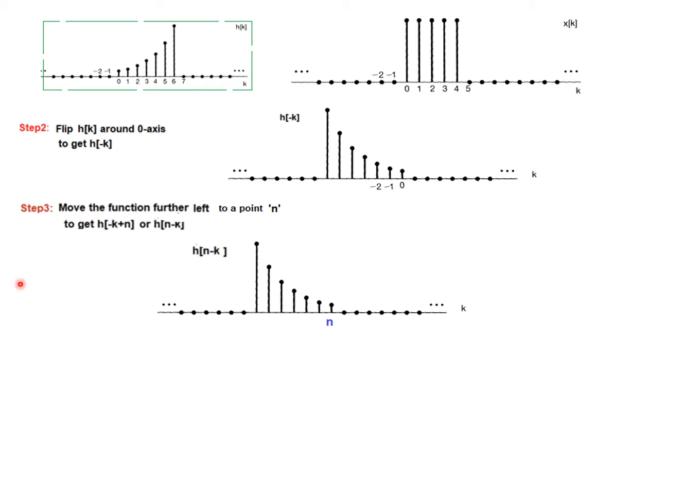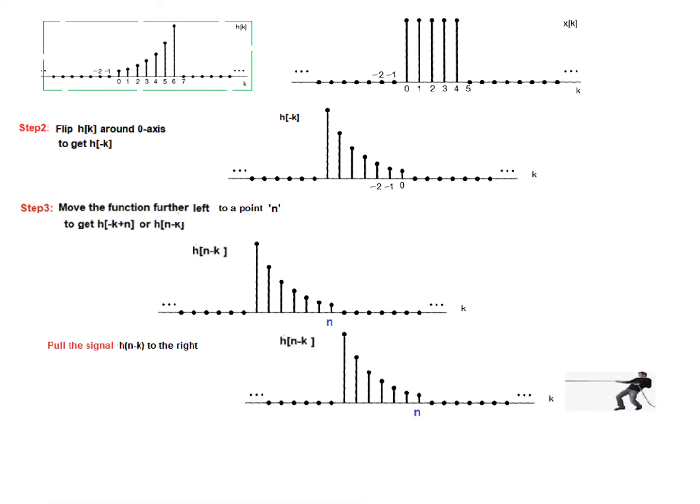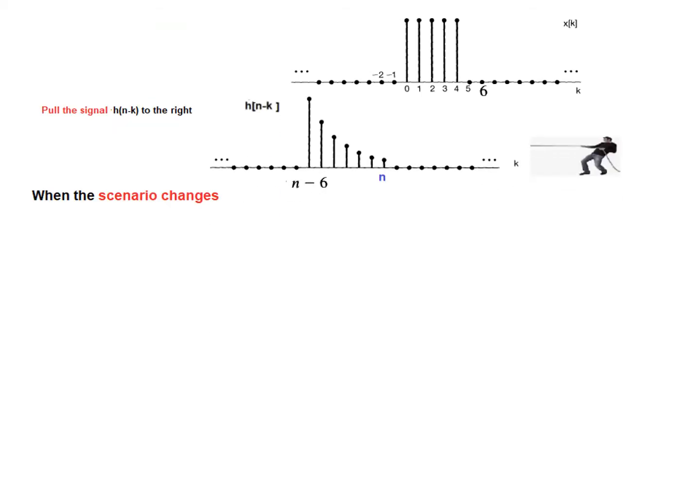Again, if you have difficulty understanding this concept, I would recommend that you watch my video on continuous time signals. There also I have tried to explain this, but here I'll also explain it. So we have flipped and moved it to a point n, so the 0 is now at n. And now the next step is that we pull the signal h[n-k] to the right. So we are pulling it towards the right.